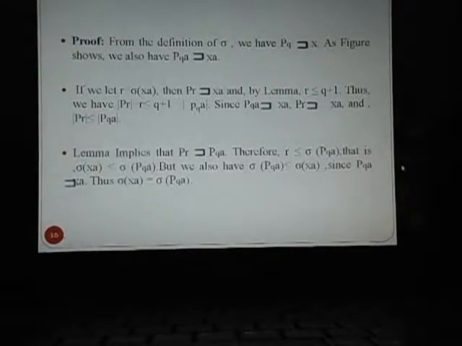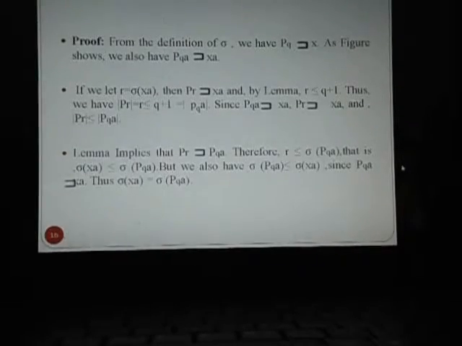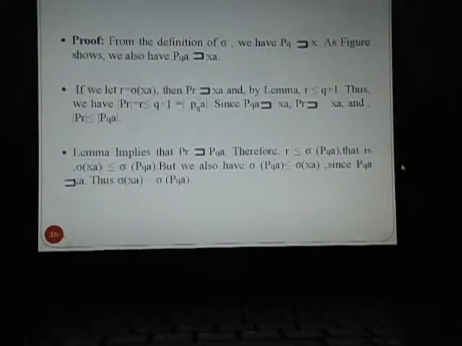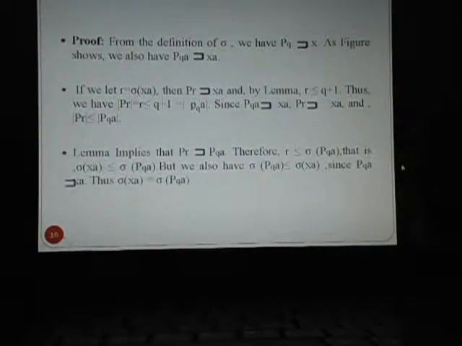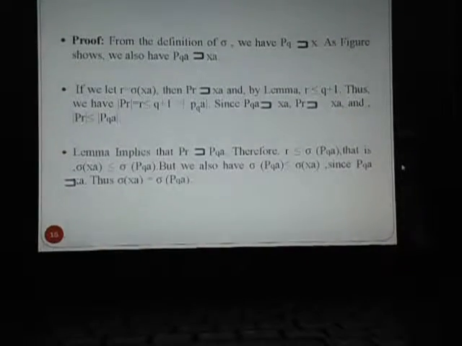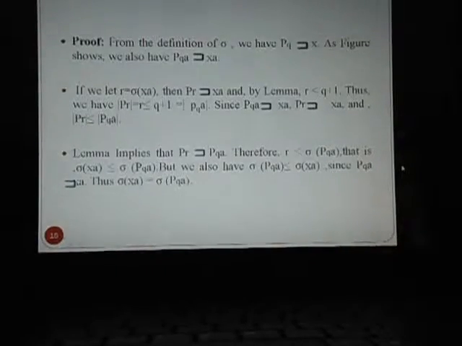Since pqa is a suffix of xa and pr is a suffix of xa, hence we have pr is less than or equal to pqa. The lemma implies that pr is a suffix of pqa, therefore r is less than or equal to sigma of pqa, that is sigma of xi is less than or equal to sigma of pqa. But we also have sigma of pqa is less than or equal to sigma of xa, since pqa is a suffix of xa. Thus, finally we have that sigma of xa is equivalent to sigma of pqa.